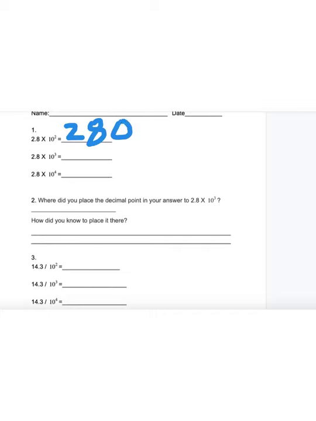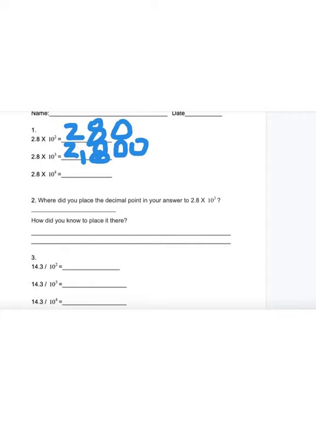The next one is 2.8 times 10 to the third. Once again, it's multiplication. We're going to move it to the right, and now we're going to move it 3 places because our exponent is 3. So our answer is going to be 2,800.